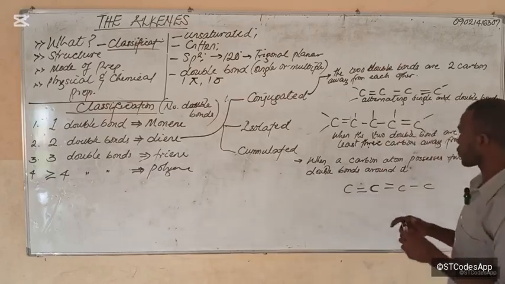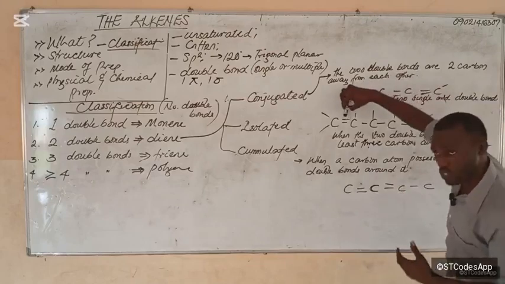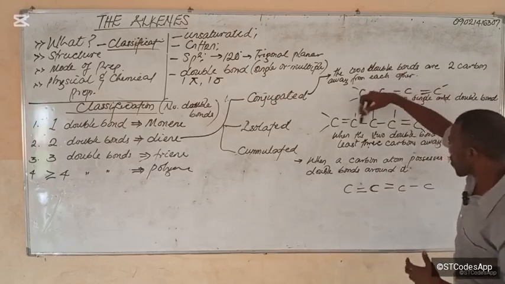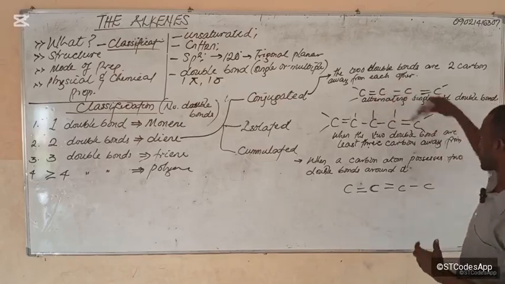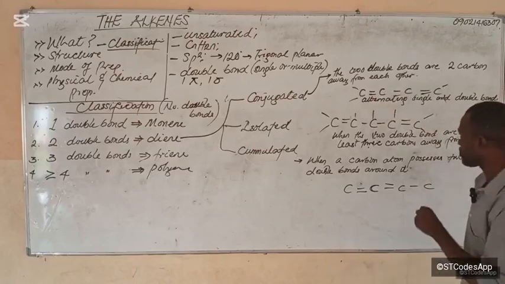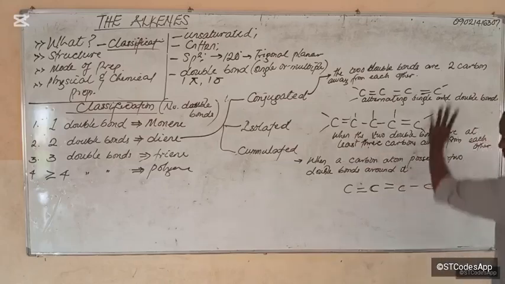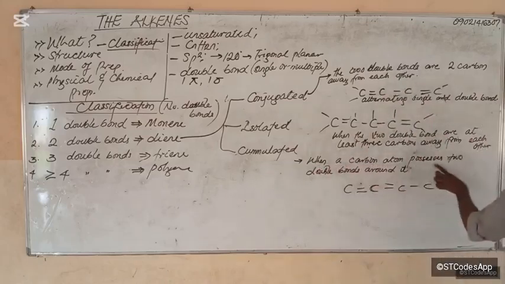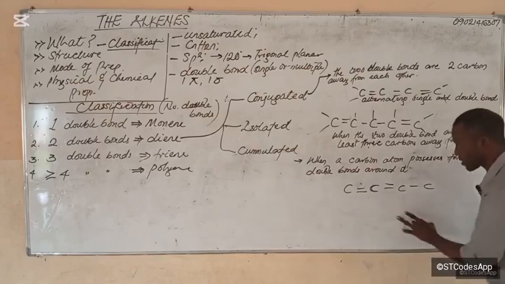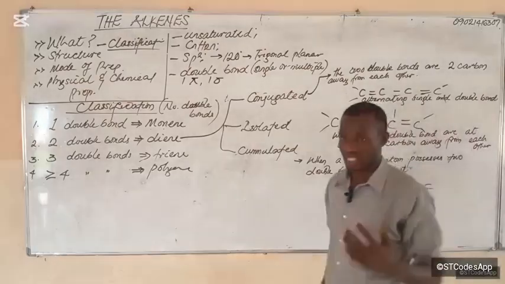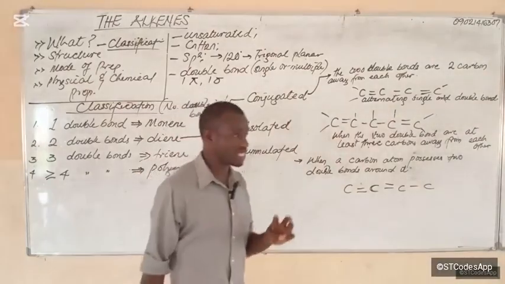Because the way I want you to see it is, look, there is a double bond there, and then you have 1, 2, 3 carbons. All right. So that's what I mean by that. So when a carbon atom possesses two double bonds around it, then that's cumulated. All right. Now the other thing I said before was in terms of the single bonds.